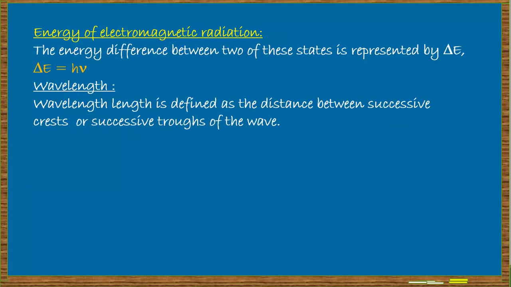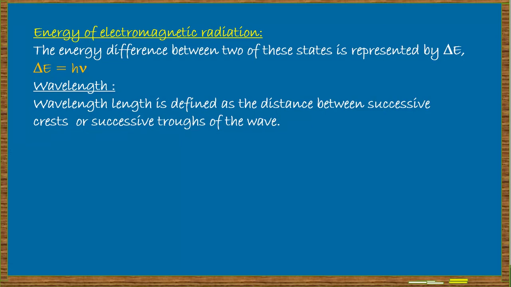And the terminology, the first term is the energy of the electromagnetic radiation. The energy difference between any two states is represented by delta E. So delta E is equal to h nu. The energy difference between the lower energy level and the higher energy level is given by delta E, that is equal to h nu. h is Planck's constant and nu is the frequency of the electromagnetic radiation.